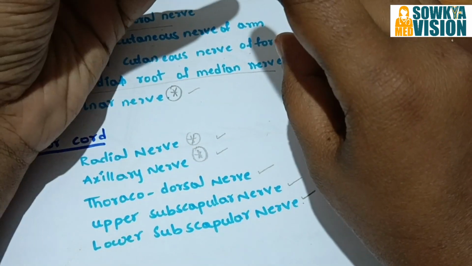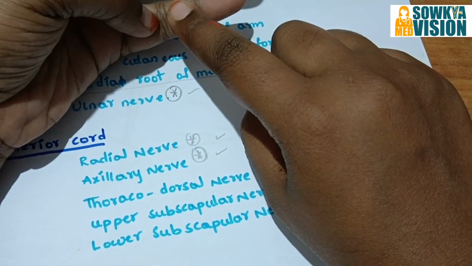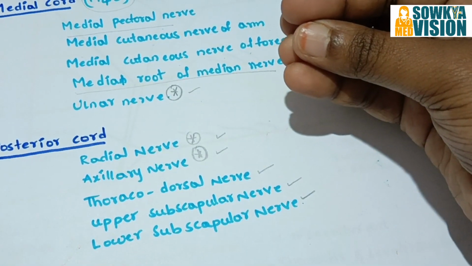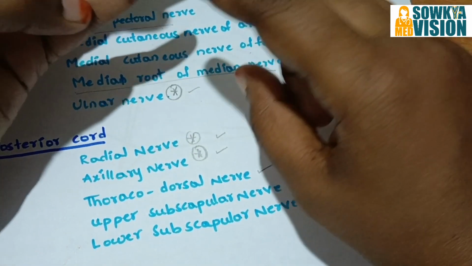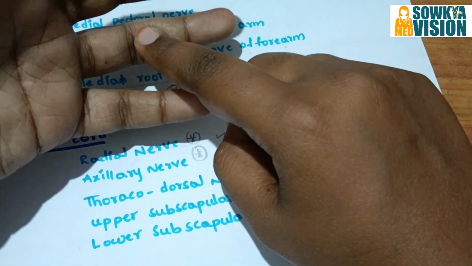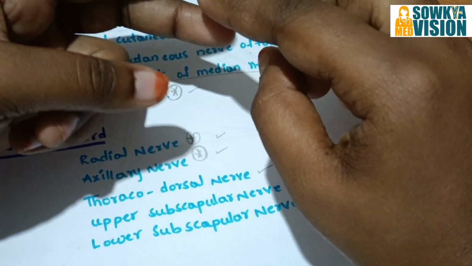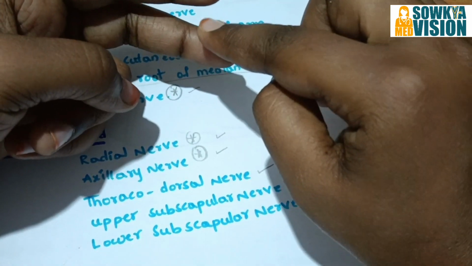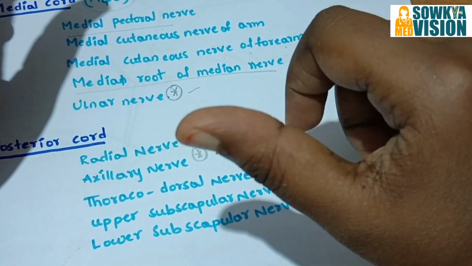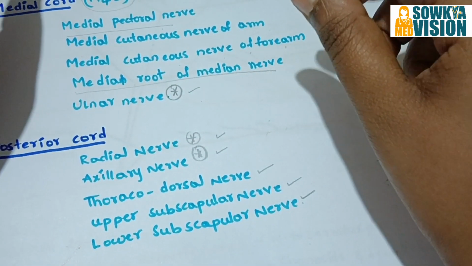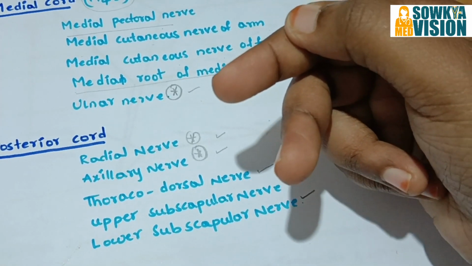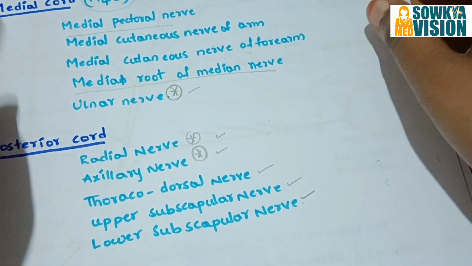You have to begin with the root formula, with the pre-fixed and post-fixed, what we discussed, where C4 and T2 are involved. You need to mention that, and you have to mention the roots, trunks, divisions, cords separately, and the branches from roots and trunks and the branches from cords with a neat labeled diagram, ending with clinical anatomy, that is applied anatomy. At least you have to mention these two conditions, Erb's palsy and Klumpke's palsy. Yes, this is the brachial plexus.